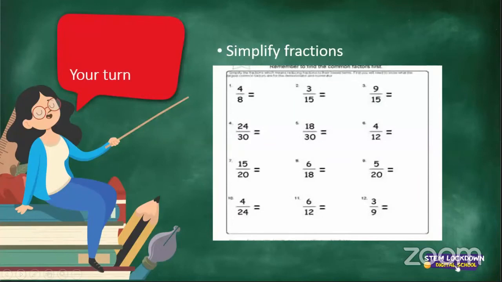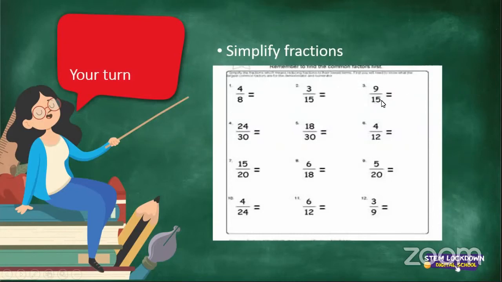So the second one is 3 over 15. What number can divide both the numerator and denominator? It is 3. Therefore 3 goes into 3 once, so we'll have 1 as the numerator. 3 goes into 15 5 times, so we'll have 1 over 5.